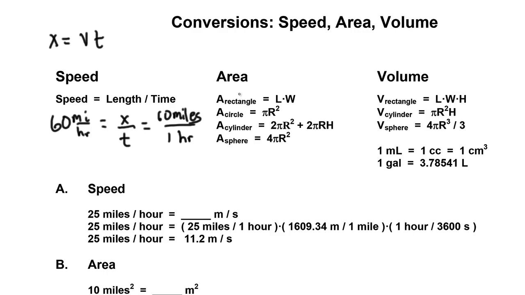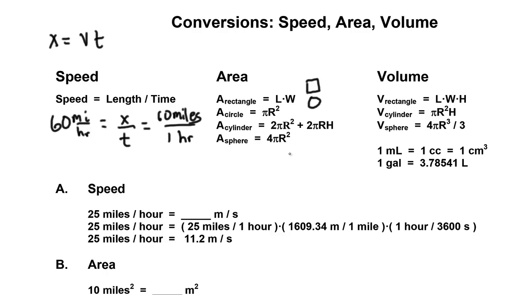When we do the area, we're going to be looking at the area of a rectangular surface, of a circular surface, the area of a cylinder, and the area of a sphere. So you have to know the equations, and you have to know how to calculate them. The area of a rectangle is length times width. That of a circle is pi r squared. A cylinder is 2 pi r squared plus 2 pi r h.